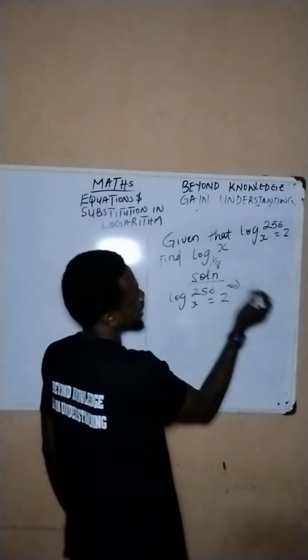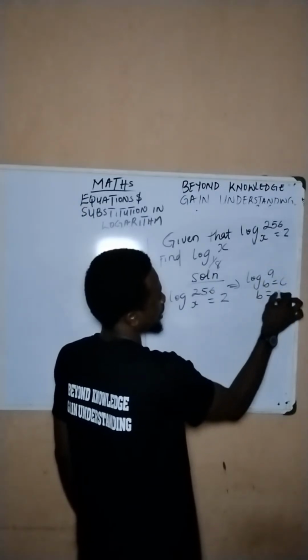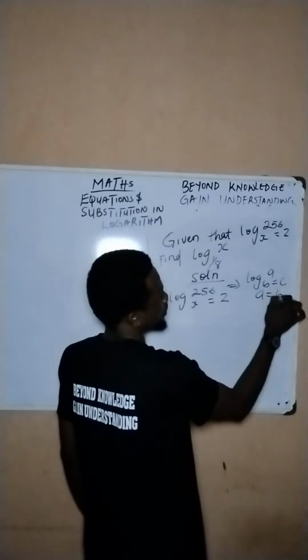Implying that according to the law of logarithm, we say that log a base b equals c. It simply means that your a is the same thing as b raised to the power of c.